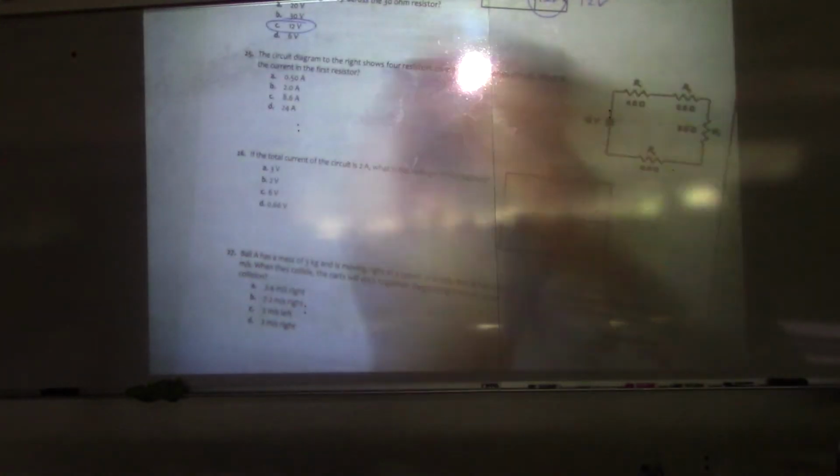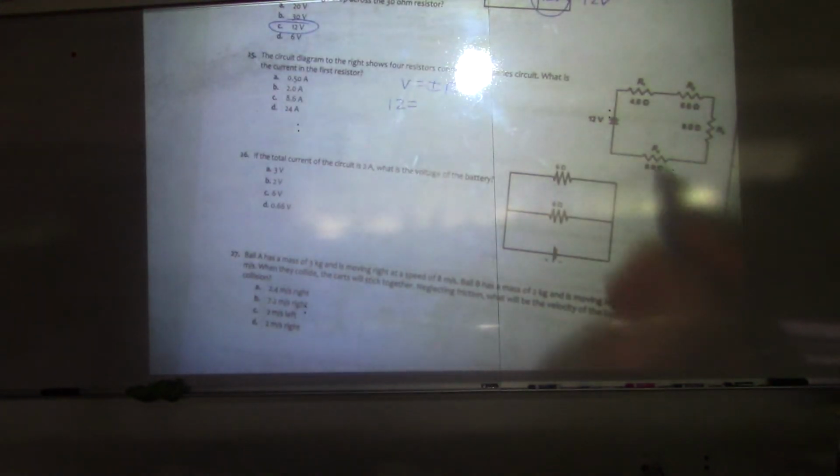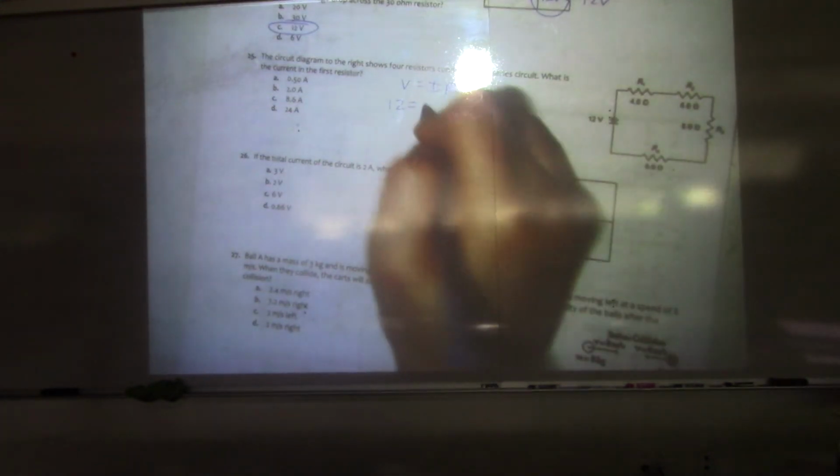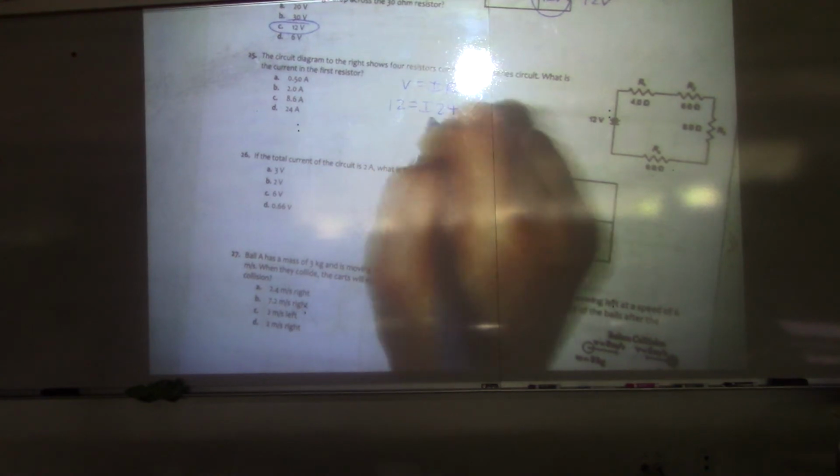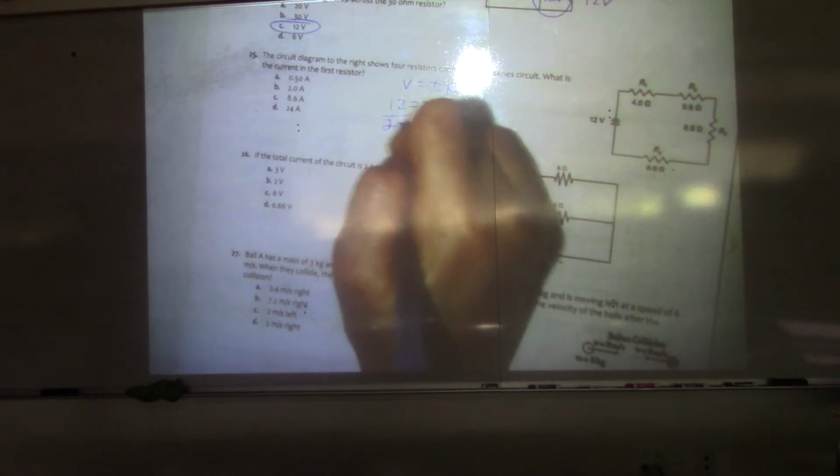What is the current in the first resistor? Well, they all have the same current, so I'm going to find the total current, because I have the total voltage. Total resistance is 24. Divide over the 24, not the 12, because you want to cross off, and that gives me 0.5.